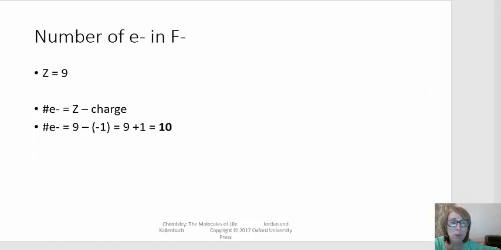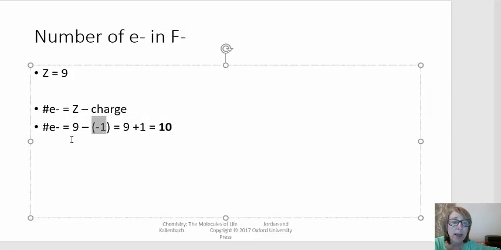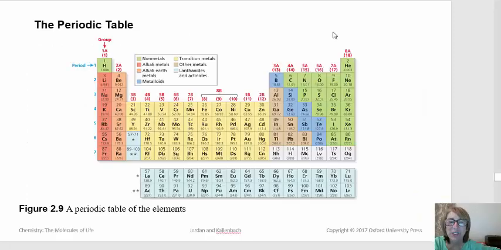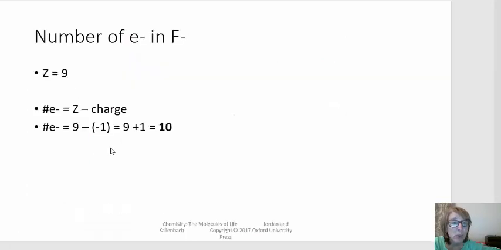So here I used the formula. The number of electrons equals atomic number minus the charge. The charge of the fluoride ion is -1, and the atomic number of fluorine we get on the periodic table is 9. There it is, fluorine, atomic number 9. So when I subtract -1 from 9, that actually translates to 9 plus 1, and I have 10 electrons. And that makes sense because I have a charge of -1. That means I have 1 more electron than I have protons. So 10 electrons is 1 more than 9, which is the number of protons in this ion.